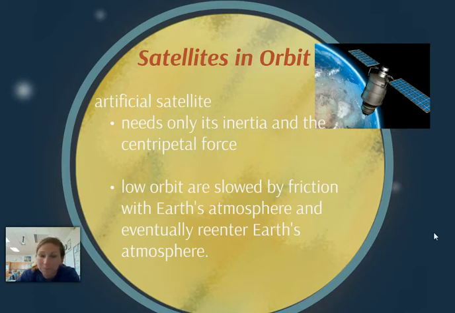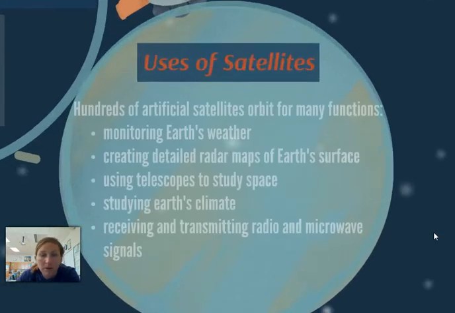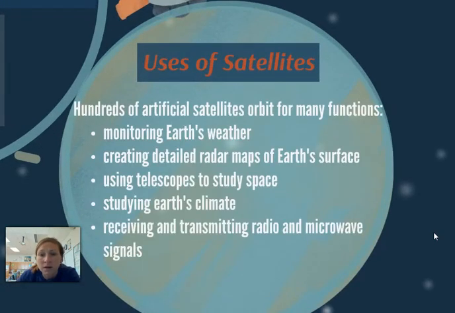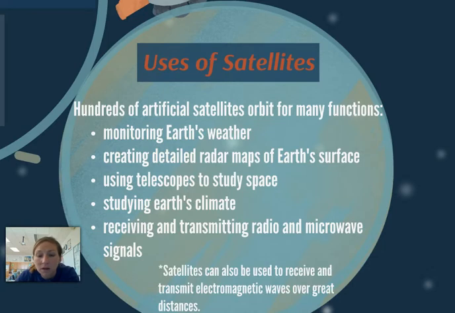Now, the purpose of satellites, or some of its uses: there are hundreds of artificial satellites that orbit, and they can monitor Earth's weather, create detailed radar maps of the Earth's surface, obviously used again to help with weather services, use telescopes to study space, study the climate of the Earth, receive and transmit radio and microwave signals, and they can also be used to receive and transmit electromagnetic waves over great distances.